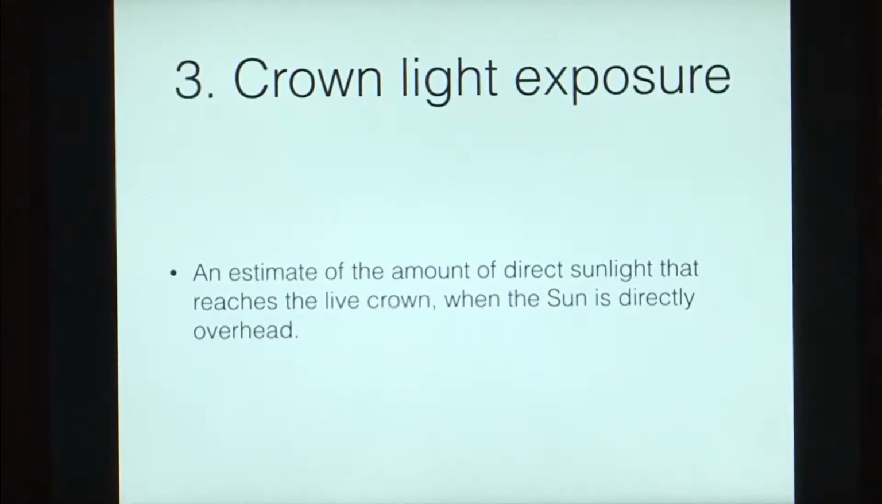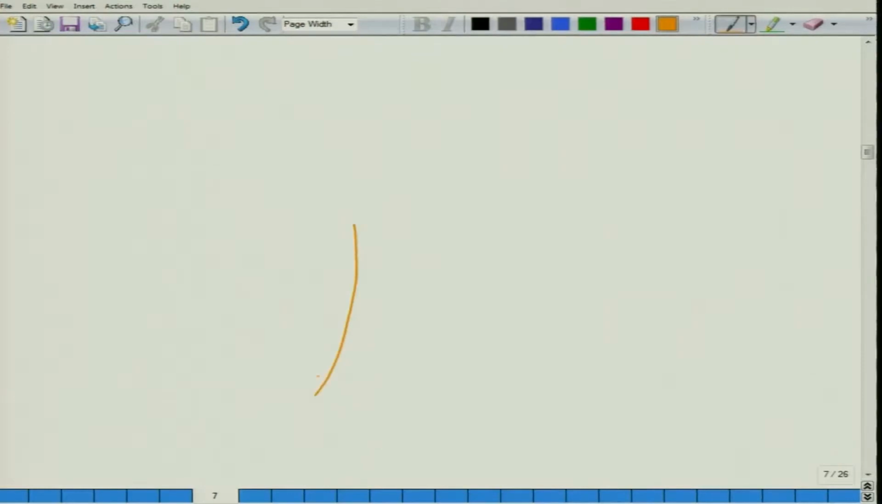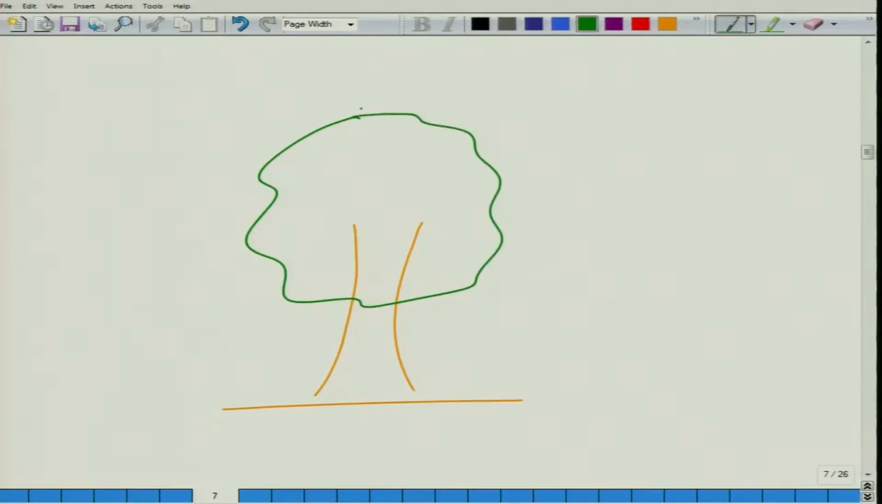The next thing is crown light exposure. Crown light exposure is an estimate of the amount of direct sunlight that reaches the live crown when the sun is directly overhead. So, what do we mean by this? Let us consider a tree. When the sun is completely overhead, how much direct sunlight reaches the live crown is the crown light exposure. We measure it in units of 0 to 5. So, how do we measure it?